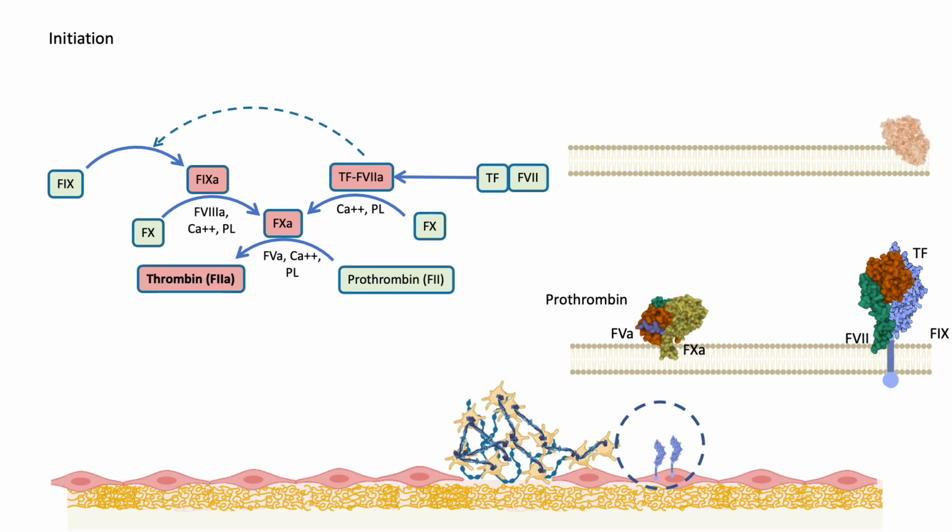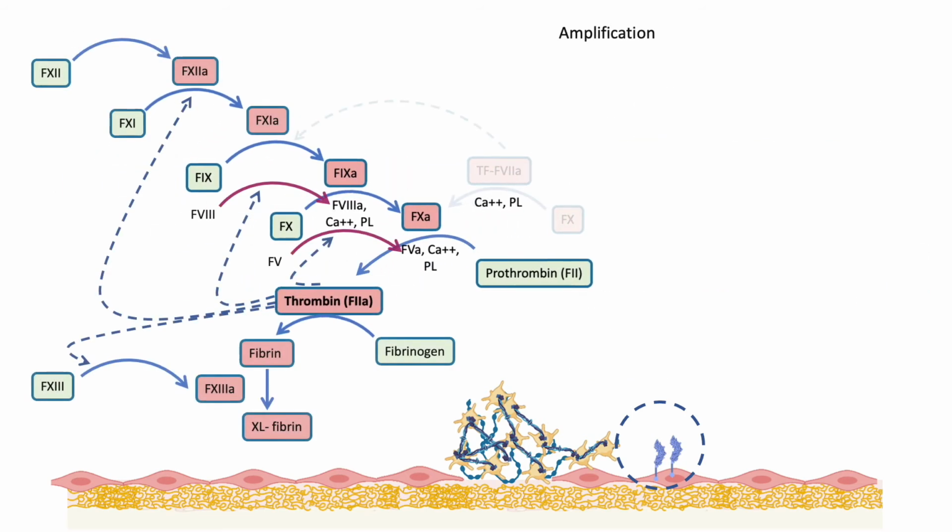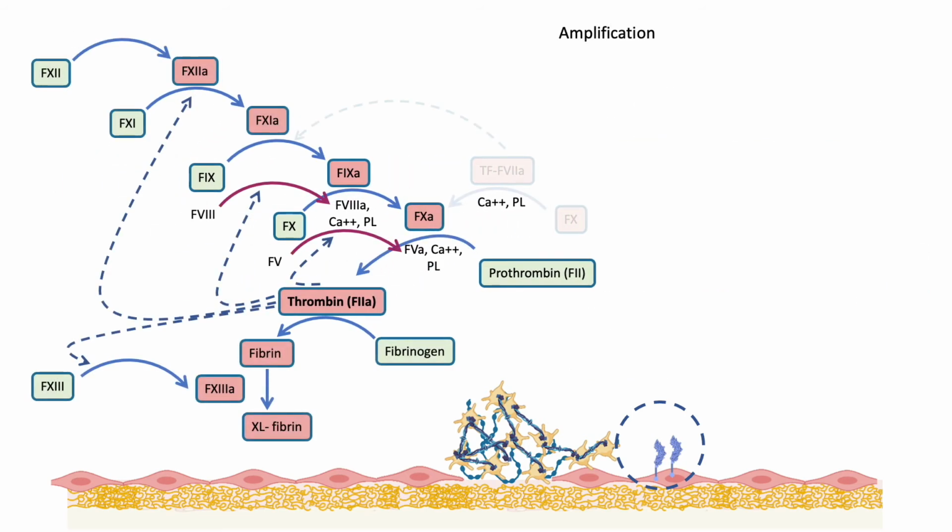Tissue factor-factor 7A can also activate factor 9 to factor 9A. Factor 9A can then form an intrinsic tenase complex with factor 10 and factor 8A to generate more factor 10A that can cleave prothrombin to thrombin. The main result of this activation step is the generation of thrombin that can contribute to further amplification steps.